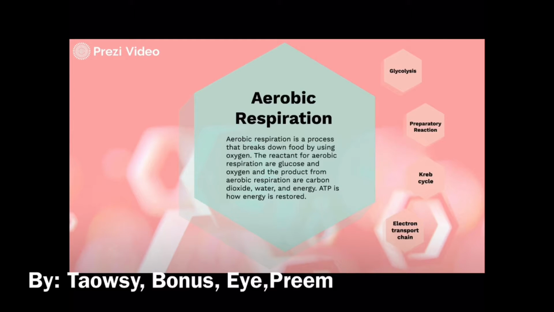The reactants for aerobic respiration are glucose and oxygen, and the products from aerobic respiration are carbon dioxide, water, and energy. ATP is how energy is stored. Aerobic respiration has four stages, which are glycolysis, preparatory reaction, Krebs cycle, and electron transport chain. First, we'll take a look at glycolysis.